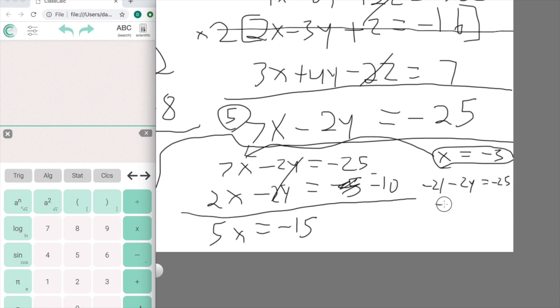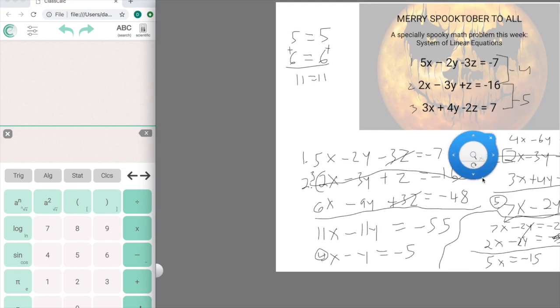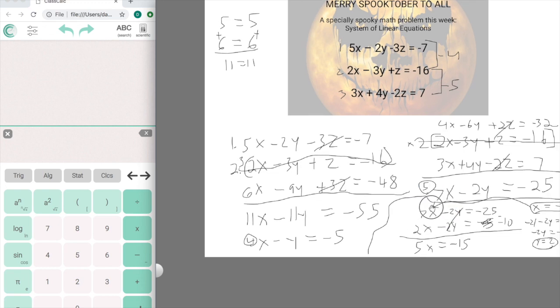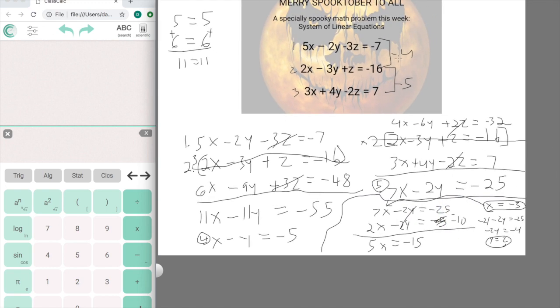Which, when we solve for that, we'll get negative 2y. We add 21 to both sides. So negative 2y equals negative 4, and y equals 2. That's going to give us our second variable. Now to find the third one, we'll have to go all the way back to where we had our initial equations with the z in it. And we'll have to plug in x equals negative 3 and y equals 2. So we're going to go ahead and use this one.